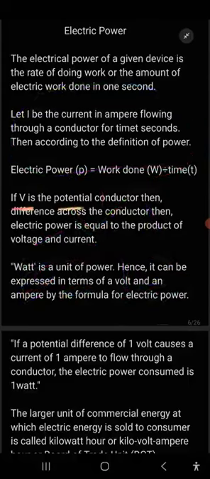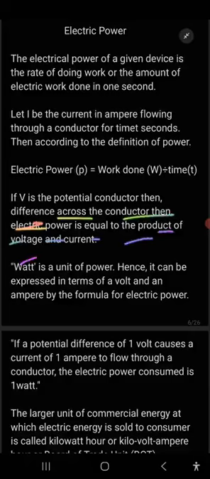If V is the potential difference across the conductor, then electric power is equal to the product of voltage and current. You understood that? You didn't understand, right?